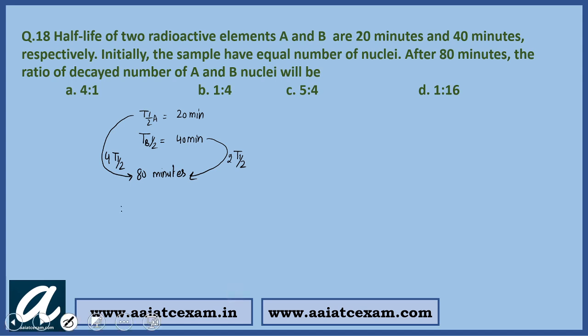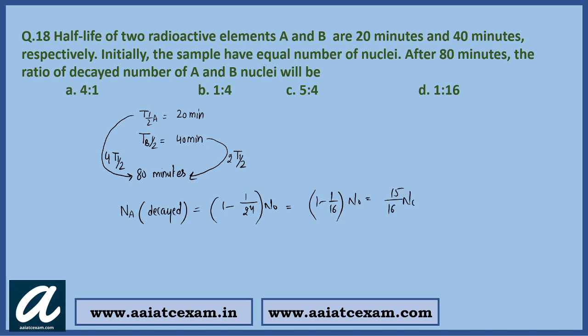So students, what is the number of element A decayed here? How much is A decayed? Can I say this is equal to 1 minus, because there are 4 half-lives, so 2 raised to the power 4 times N naught? How much is left here? I have calculated how much is decayed here. So it is 1 minus 1 upon 16 times N naught, which is 15 by 16 N naught.